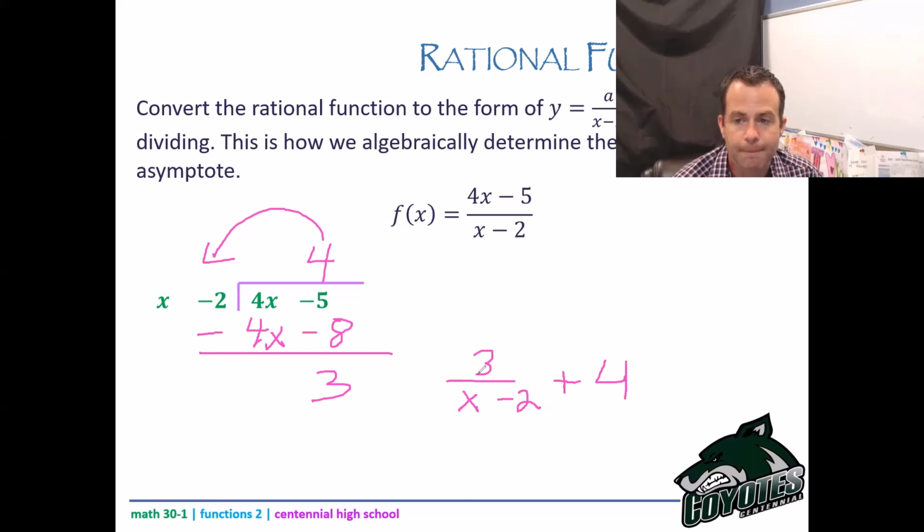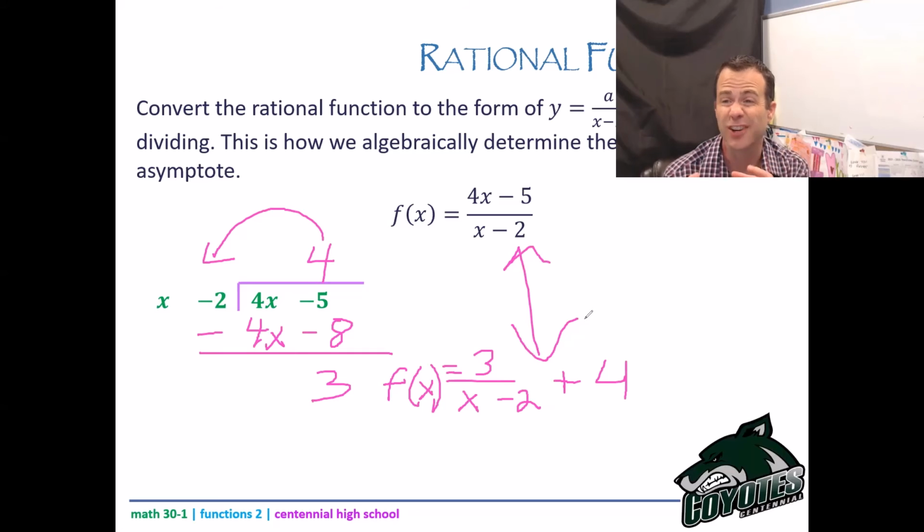So now I can rewrite this as 3 over x minus 2, because the remainder never got divided, plus 4. So f of x equals, always speak in complete sentences, I didn't give myself enough room there, 3 over x minus 2 plus 4. This and this are the same thing. They are the exact same equation.